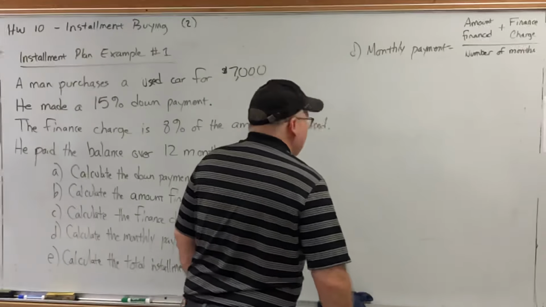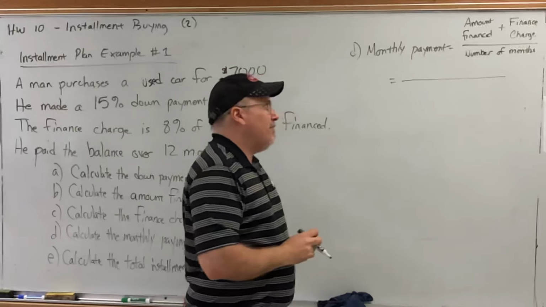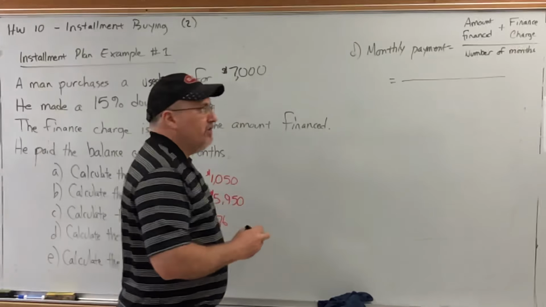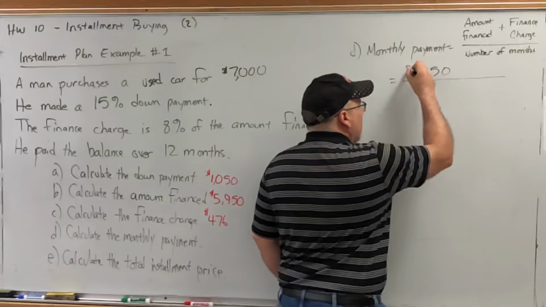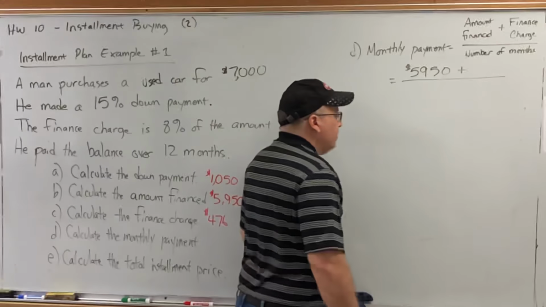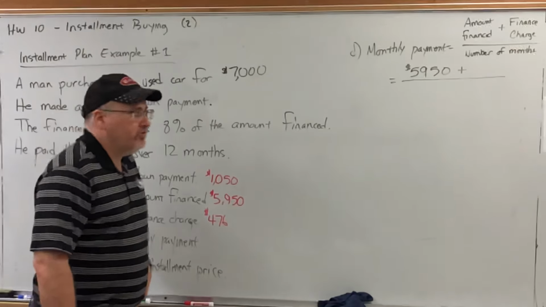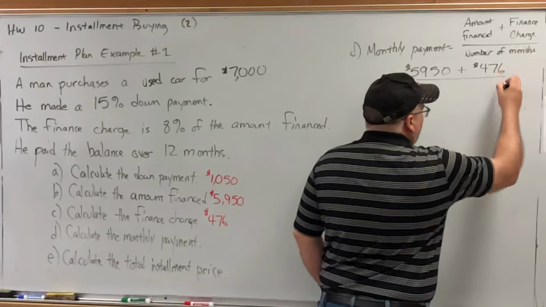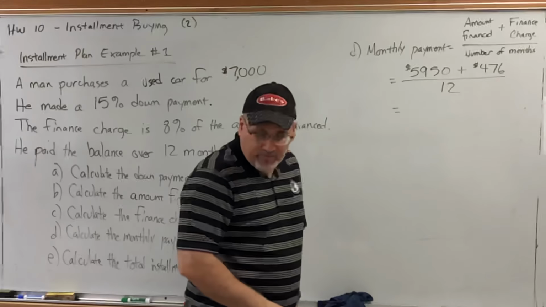Again, conceptually, it's pretty straightforward. What do I still owe you? Let me divide it by how many payments I'm going to make. I still owe you the $5,950 after the down payment, and I have agreed to pay this extra finance charge of $476. And we're going to take that total and spread it out over 12 months.